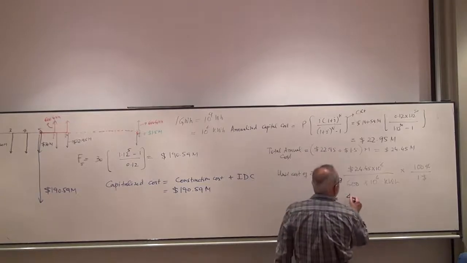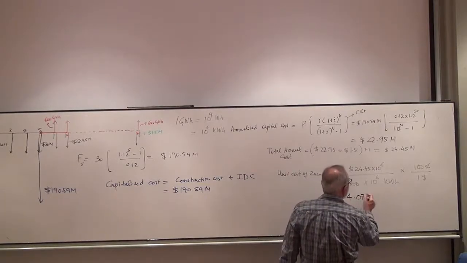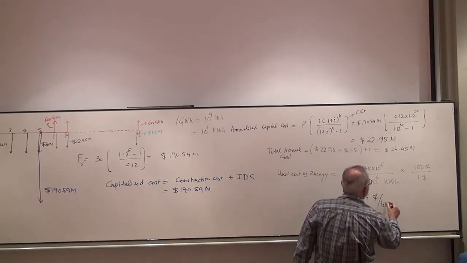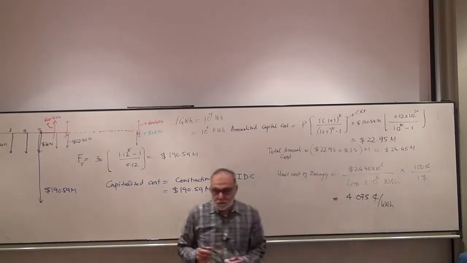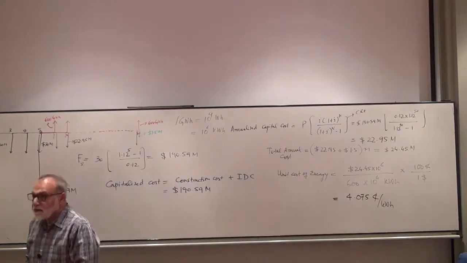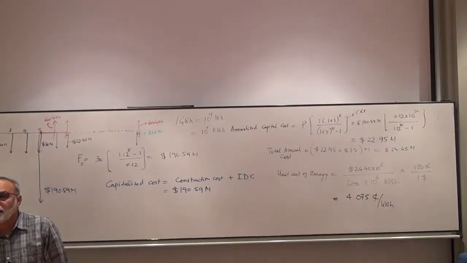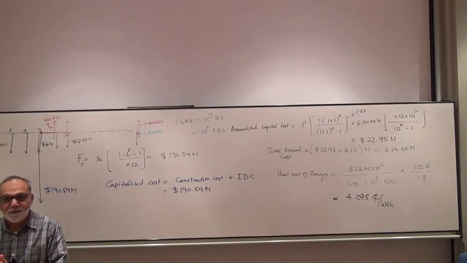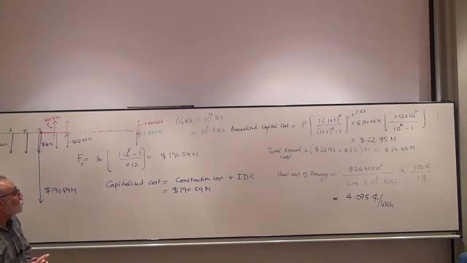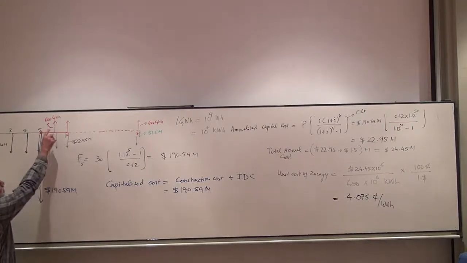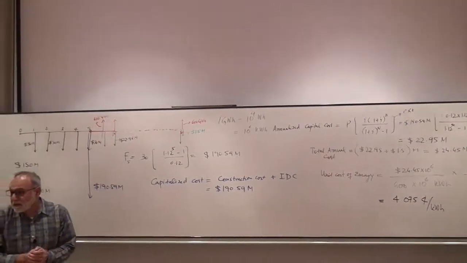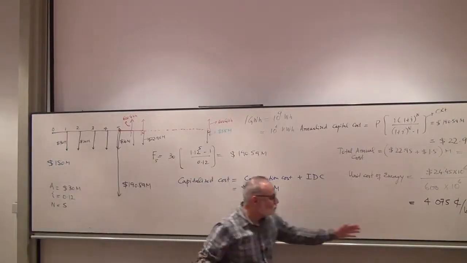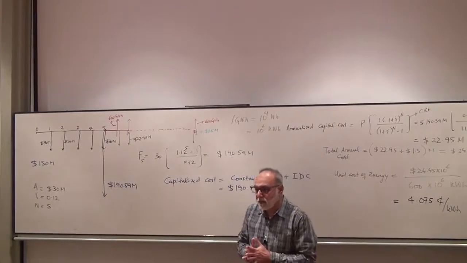Our answer is about 4.075 or something like that, cents per kilowatt hour. Any questions? So if the utility is charging 10 cents per kilowatt hour, the utility is making profit. Exactly. If the utility sells at 10 cents per kilowatt hour, it will be making roughly 6 cents per kilowatt hour.